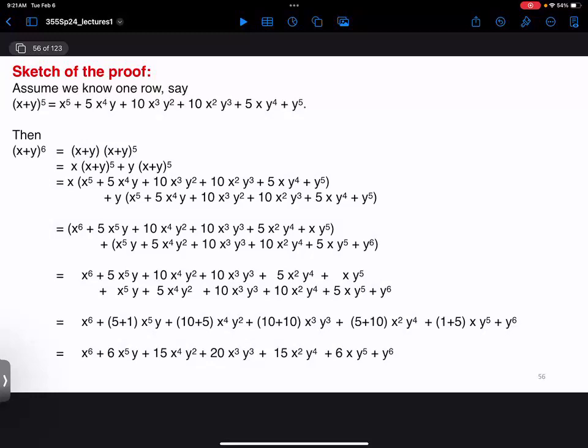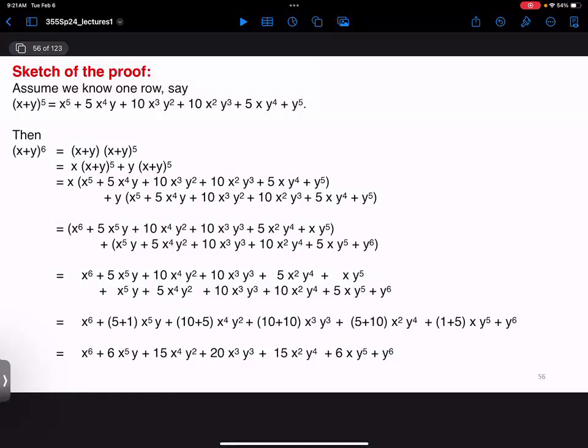And then when I add, you can see, oh, look, I've got x to the 6th, I've got 5 plus 1, x to the 5th, y, 10 plus 5, x to the 4th, y squared. You can see the fact that you're summing above to the left plus above to the right when we're looking at this. You can see where it's coming from. It's coming from the previous row when I multiply by x versus multiplying by y. It's just shifting a little bit over.